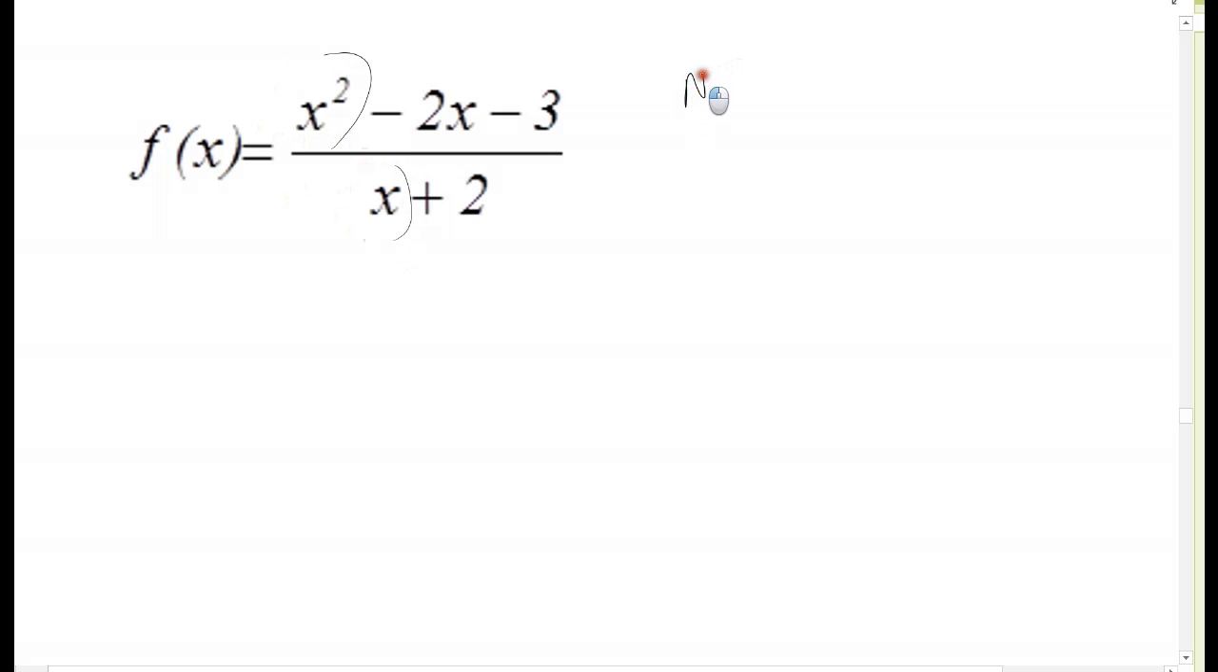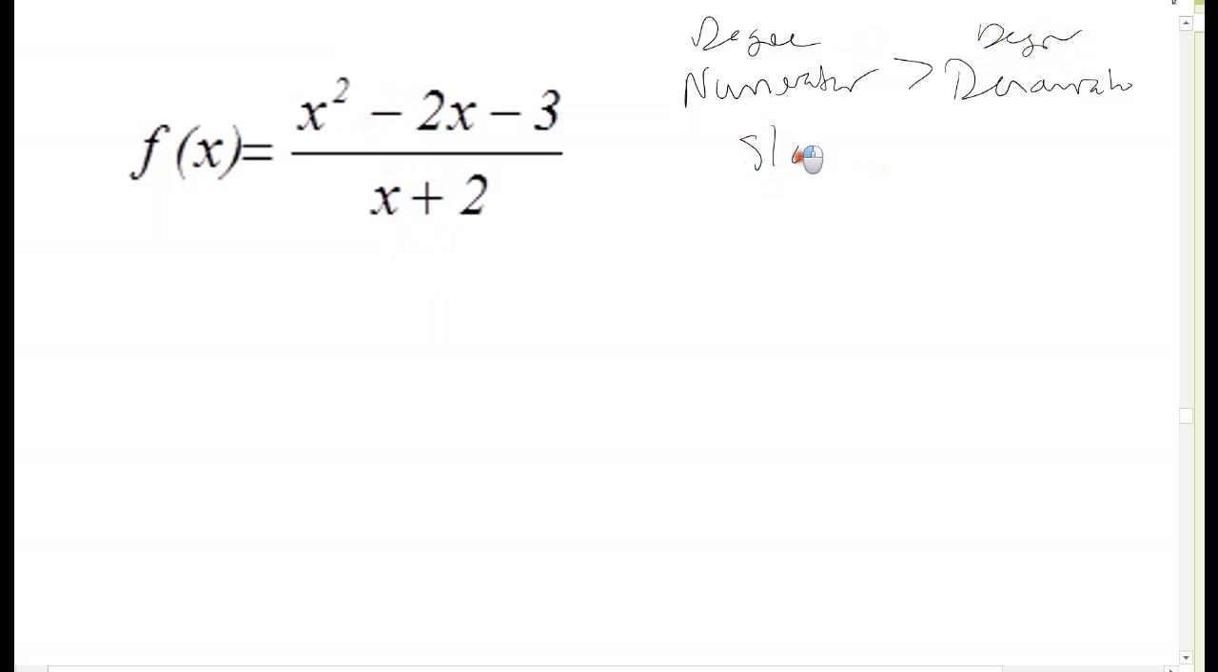And so the degree of the numerator is greater than the denominator. And so this is the slant asymptote case. That means it's going to have a slant or oblique asymptote. To find it, I have to do the division. I have to divide out either long division or synthetic division. And so I'm going to use synthetic division.